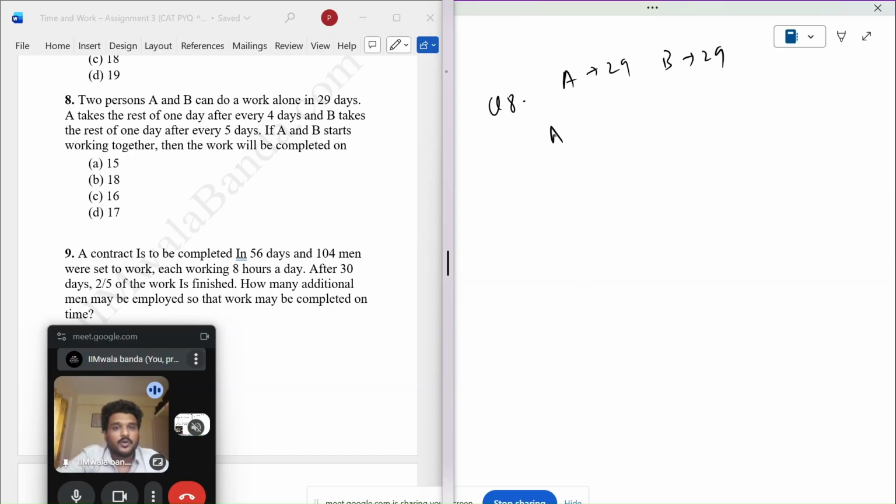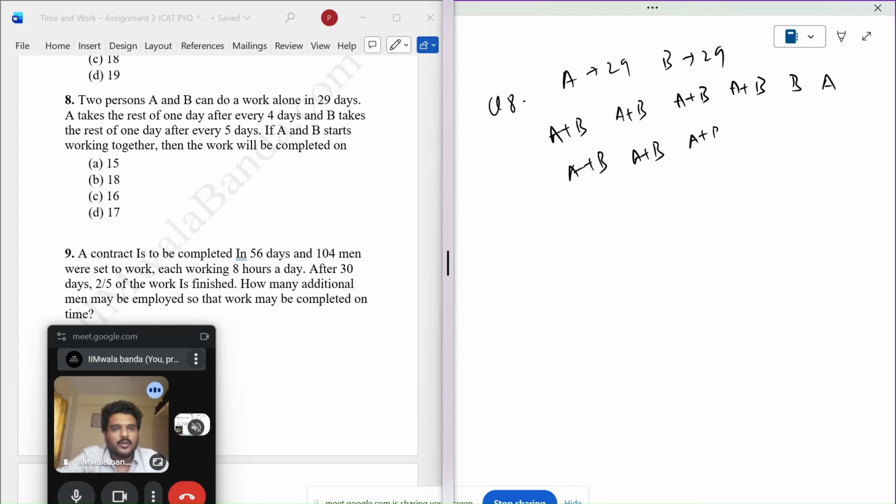Okay. So A and B work together for first 4 days and then A takes rest. So only B works. B takes rest of 1 day after every 5 days. 1, 2, 3, 4, 5. So B is gonna take rest here. So A will work. Again, it's gonna be A plus B and A will take rest after 4 days.